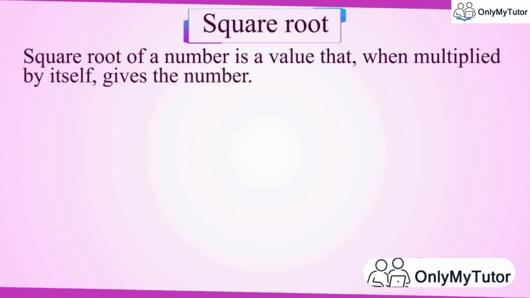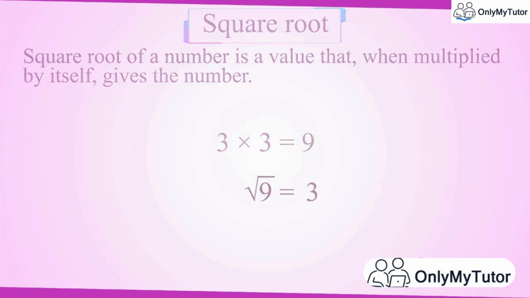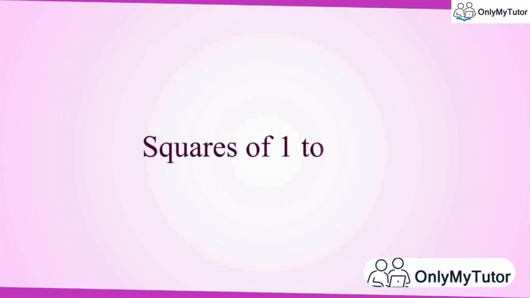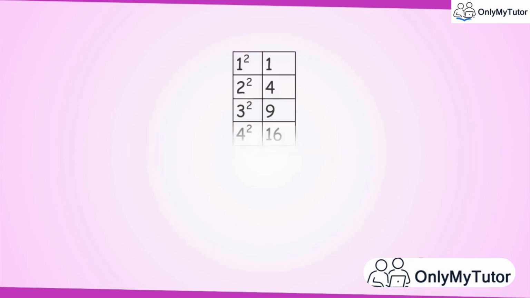For example, 3 into 3 is equal to 9. So the square root of 9 is 3. You all must be aware of the squares of 1 to 10, right? So let's write it down over here.